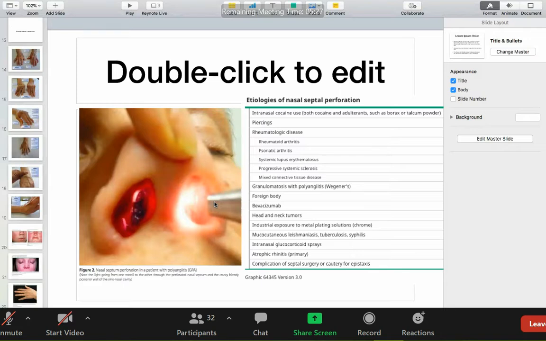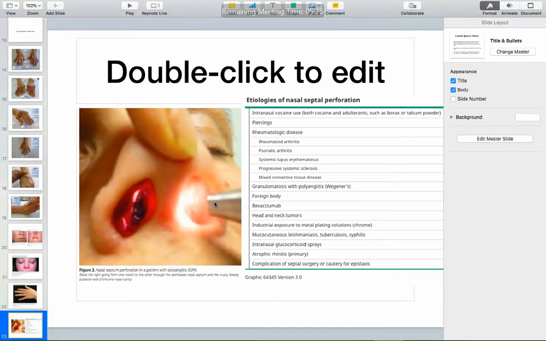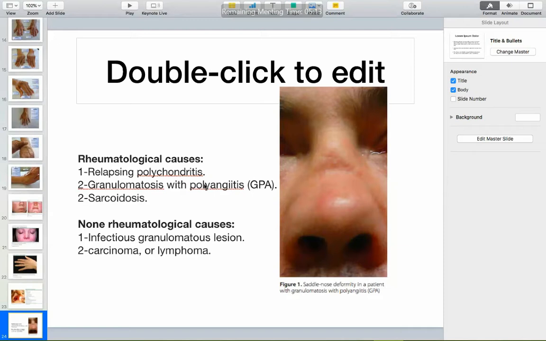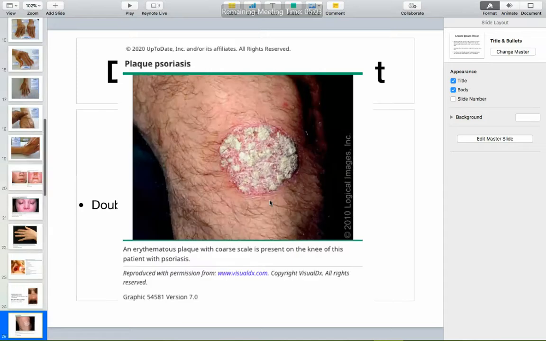As I said earlier, collagen vascular disease can affect every single part. Relapsing polychondritis can cause this problem, granulomatosis with polyangiitis, as well as sarcoidosis. So these are some of the pathognomonic clinical signs that we look for if we think that the patient has a rheumatologic problem. This is a classic plaque psoriasis.